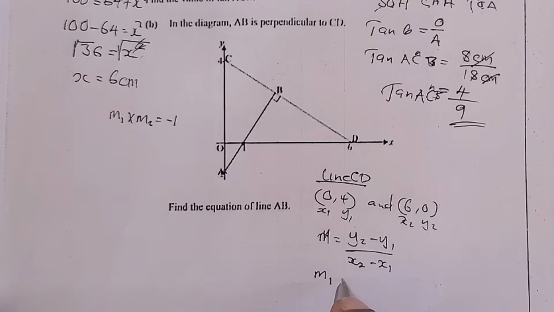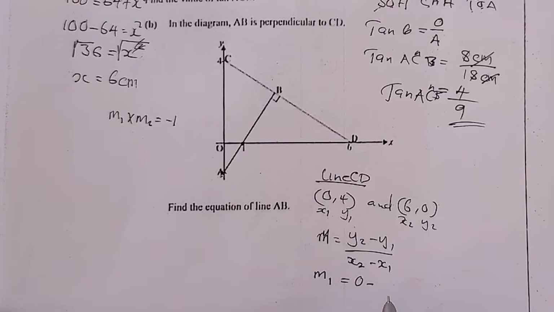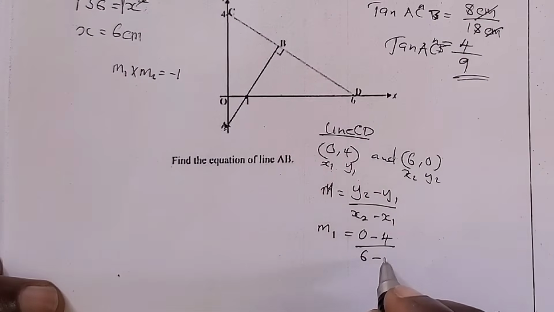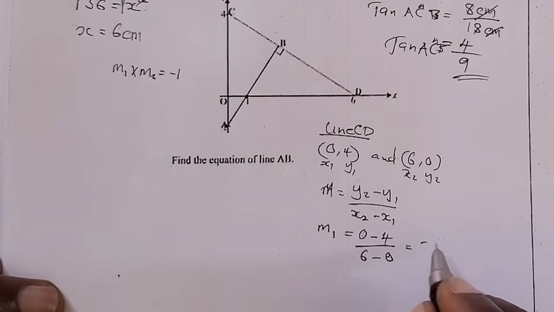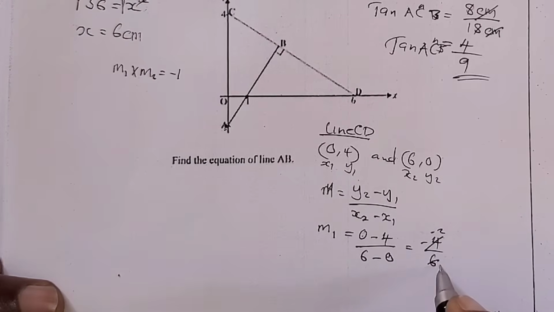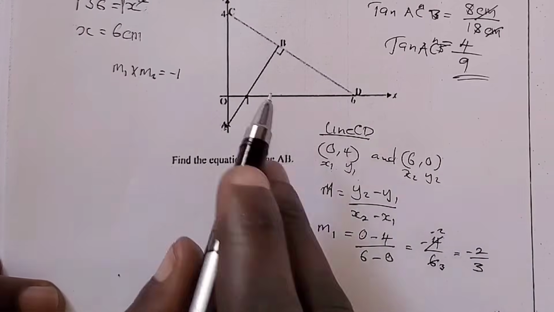Okay, for the first line, what is y2? 0. Minus y1? 4. Am I right? Yes. Over, what is x2? 6, minus x1? 0. What is 0 minus 4? Negative 4. Then 6 minus 0? 6. We can reduce this by 2. Negative 2 over 3. So the gradient is negative 2/3. So we have the gradient for CD.